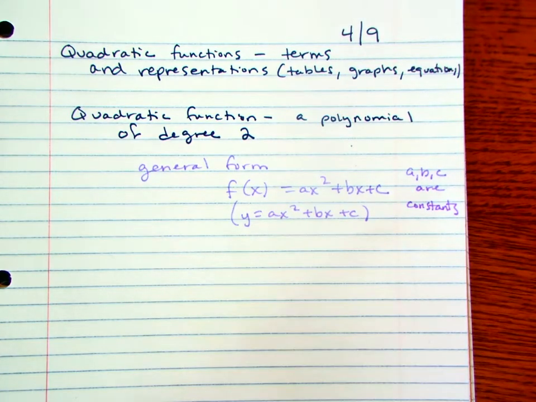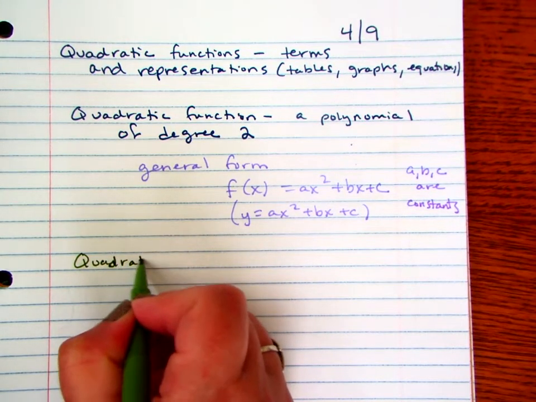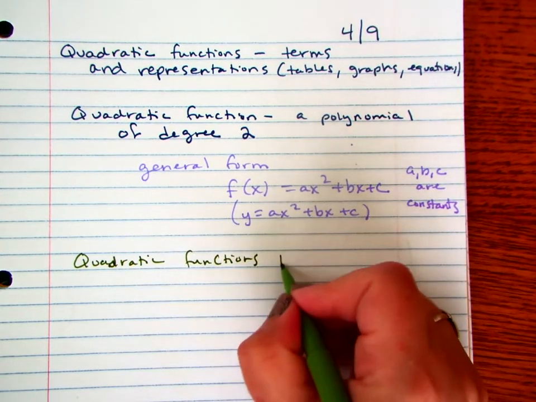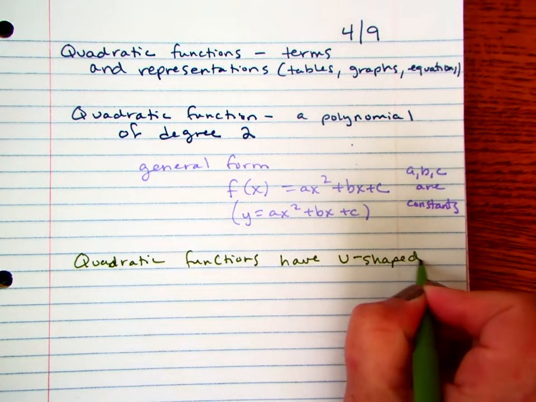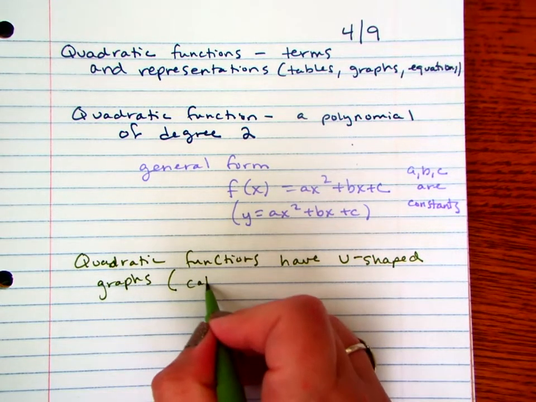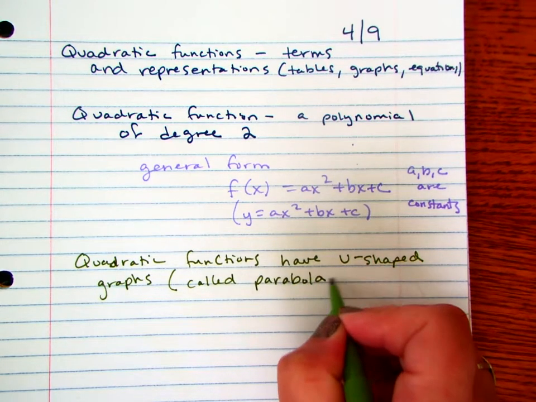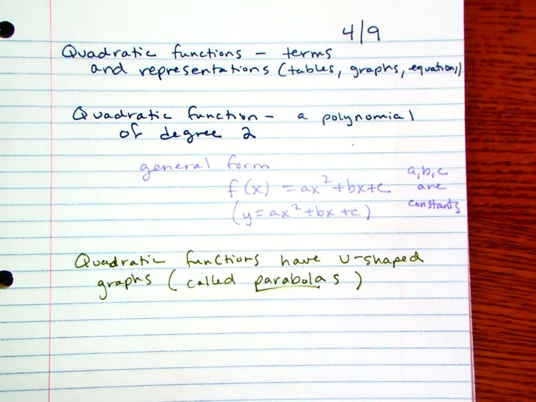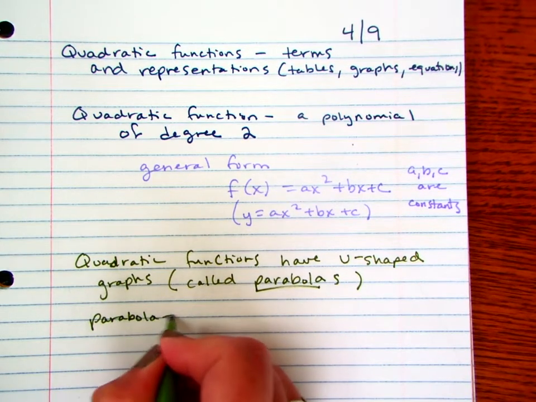Also, the important thing to know about quadratic functions is they have U-shaped graphs. And these are called parabolas. Some people say parabolas, I prefer parabolas because I feel like I would spell it with a W if I called it parabolas. So a parabola literally is just a U-shaped graph.